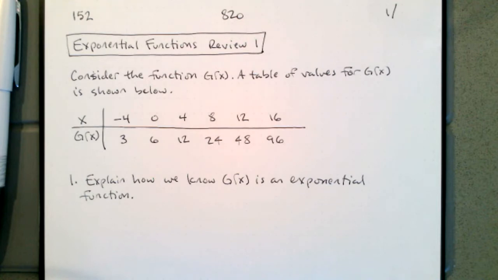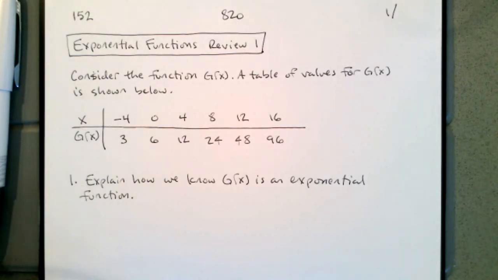Today, we want to review exponential functions. We're going to be looking at an exponential function today in a very similar fashion to the way we looked at the linear function yesterday. So let's begin with a function g of x with a table of values. So here we have x and g of x. We have negative 4, 3, 0, 6, 4, 12, 8, 24, 12, 48, and 16, 96.